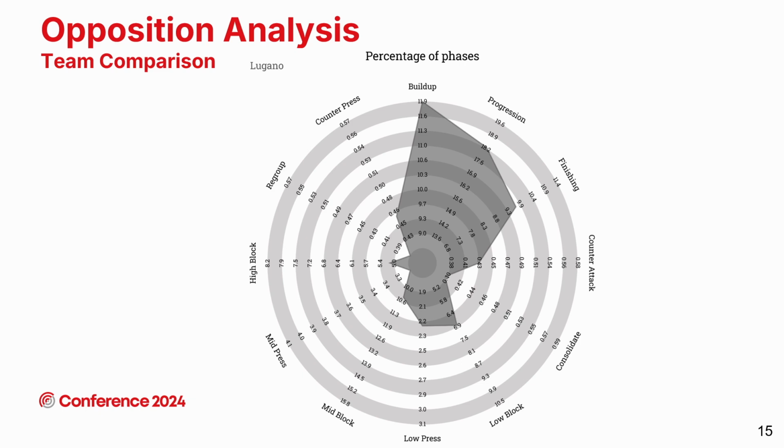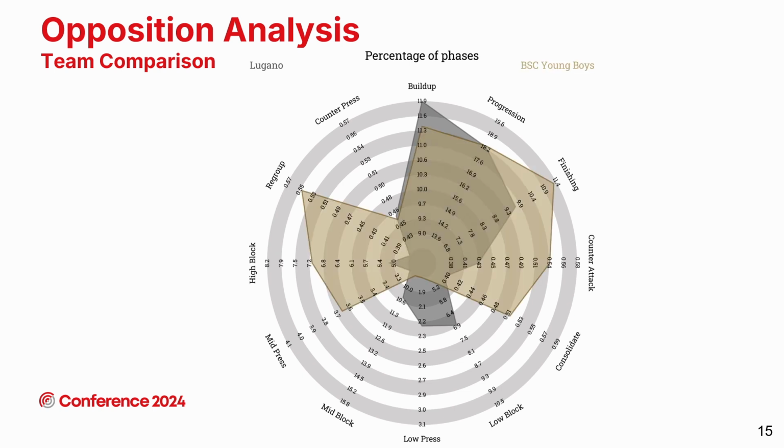We can see from the top right corner of the radar plot all the major in possession phases definitions that we have, and we can see that Lugano is among the teams in the league with the highest percentages in all these phases, especially in build-up and progression, while without the ball, the highest values are in low press and low block.